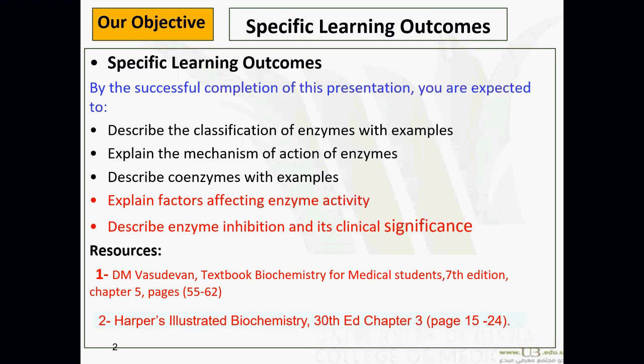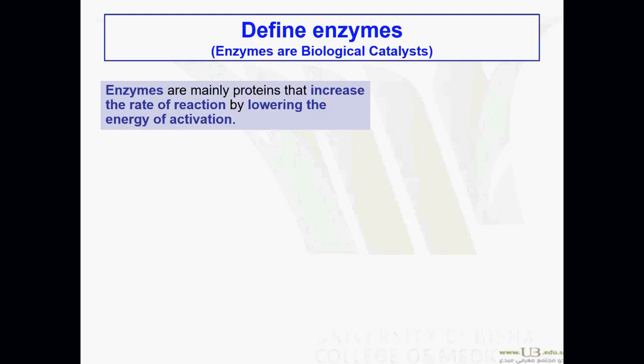So let's start with this introduction. Enzymes, as you may know from your general knowledge, are mainly types of proteins that increase the rate of reaction by lowering the activation energy. Usually for a chemical reaction to take place, it needs some energy for the initiation of the reaction, and this is known as activation energy.